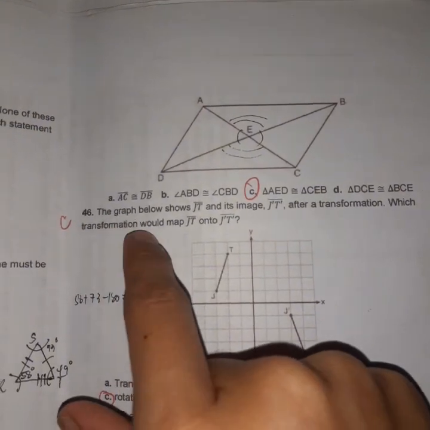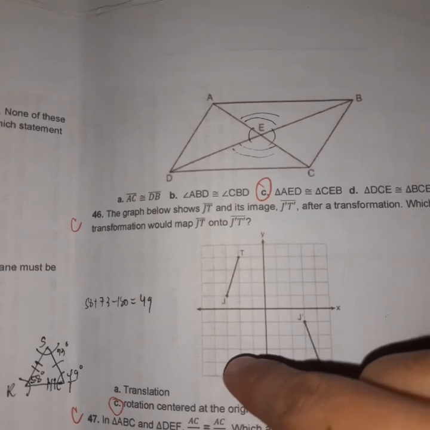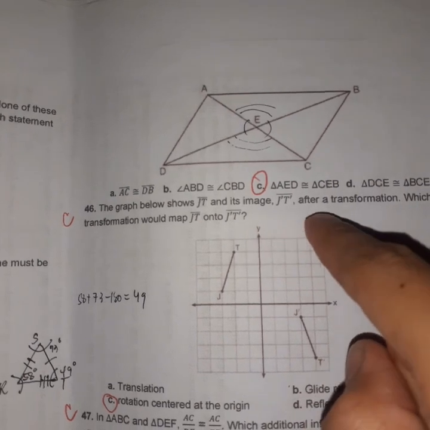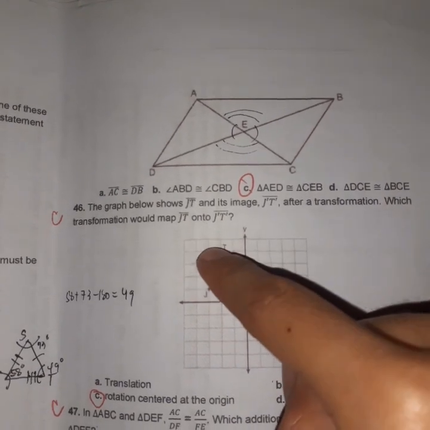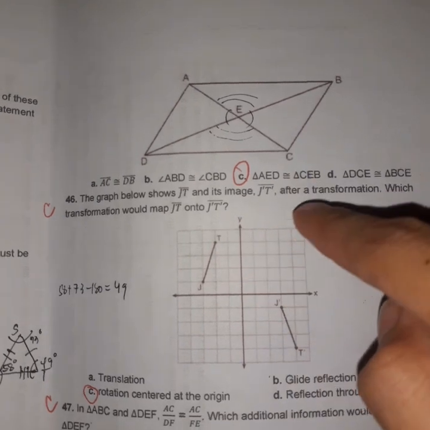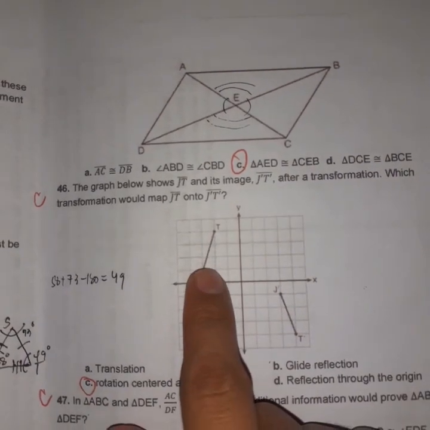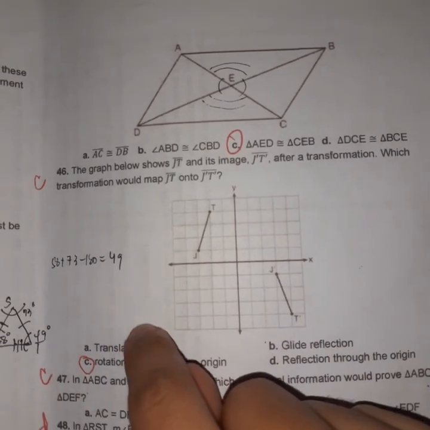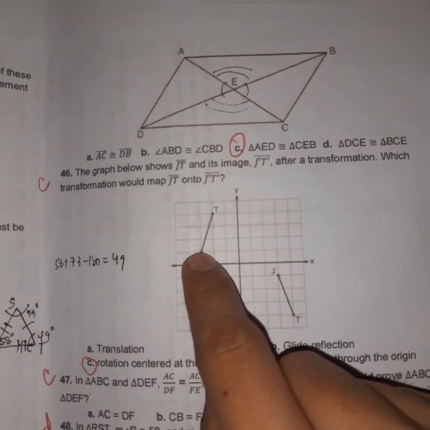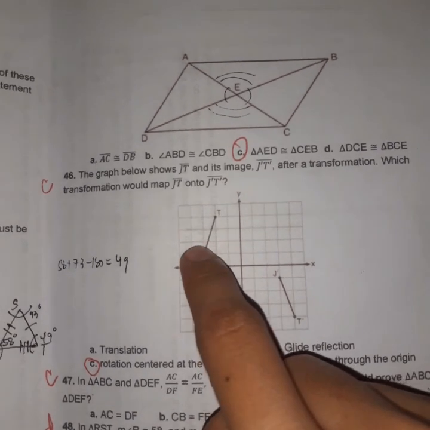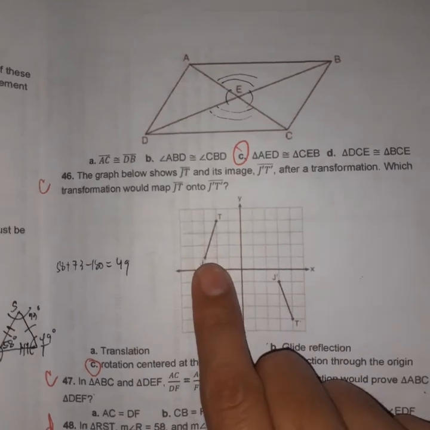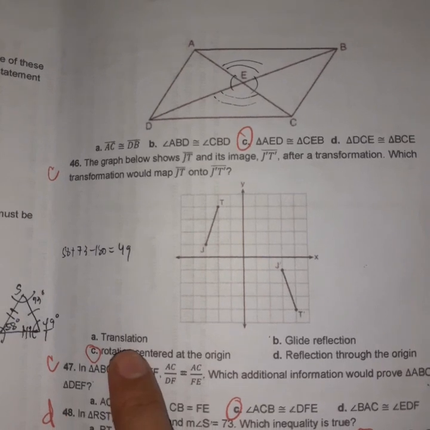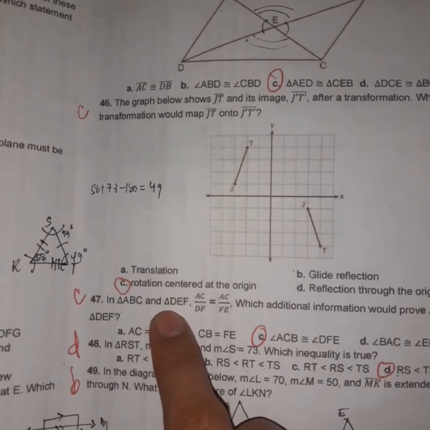Number 46. The graph below shows GT and its image. This is the original GT and G'T' after a transformation. Which transformation would map GT into G'T'? This is T here and the T is already here. Therefore, there should be a rotation around the origin, because at the origin here is G and it does not replace its position. Only T was being rotated. So, letter C is the answer.